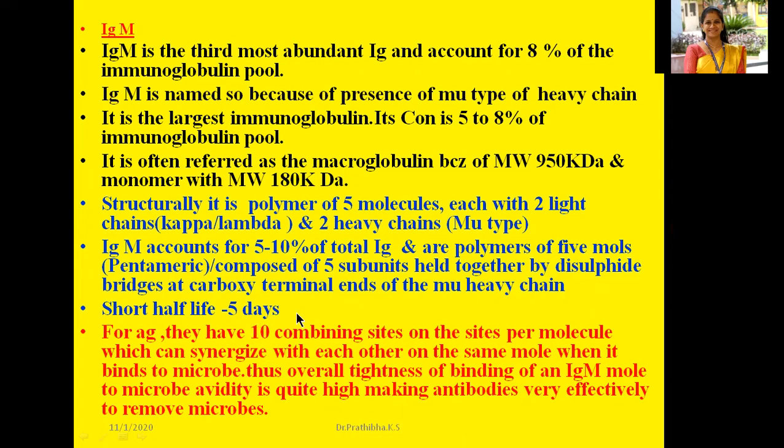10 combining sites in the sense that we have 5 immunoglobulins together which we call IgM. So 5 immunoglobulins means in each single immunoglobulin molecule there are 2 fragments of antigen binding site at the N terminal region, right? So in one immunoglobulin, 2 antigen binding sites. So when you take 5 immunoglobulins, you'll be having 10 fragments of antigen binding sites. Okay, it is also called cold immunoglobulin.